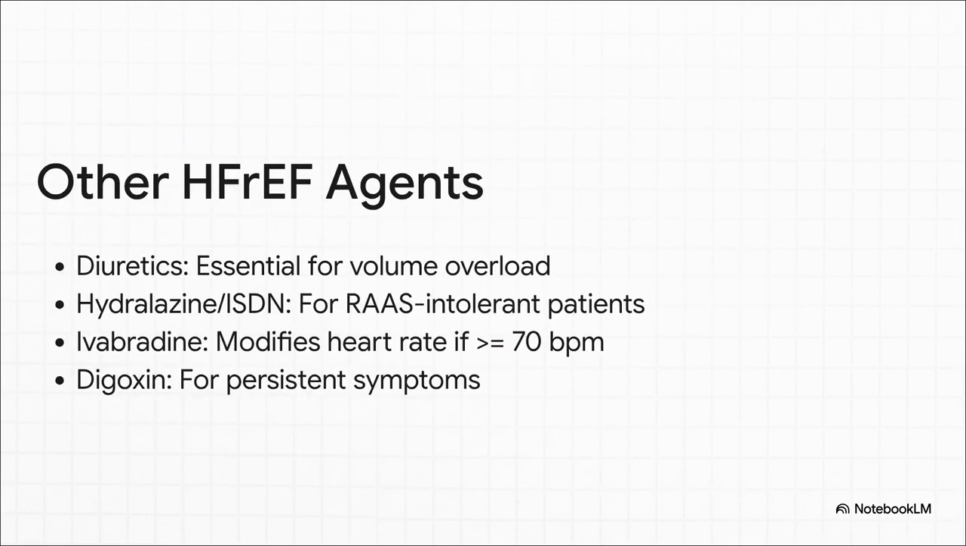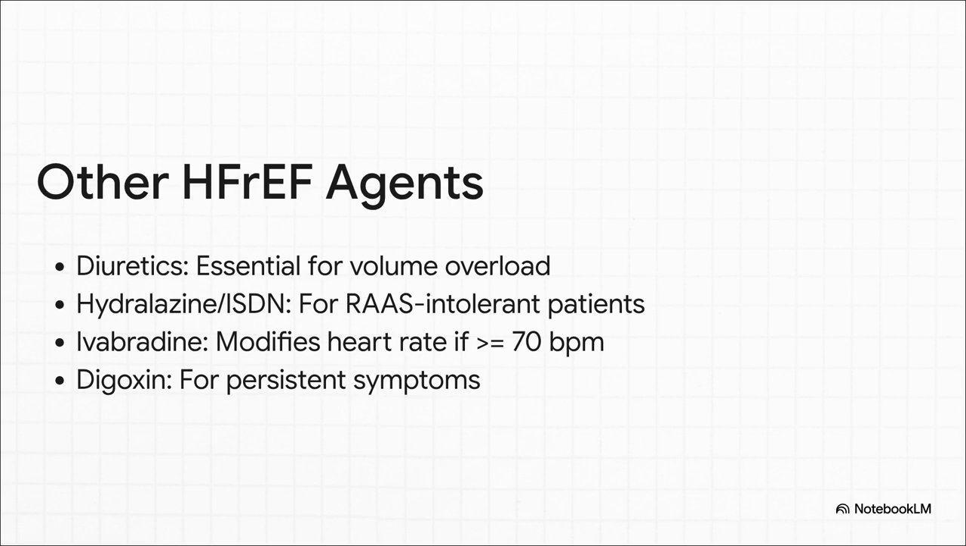Now, it's crucial to understand how we handle the extras outside those 4 pillars. Take diuretics, for example. They are absolutely essential for managing volume overload and congestion. You literally need them so the patient can breathe. But crucially, they do not have a proven mortality benefit. They don't rebuild the house, they just pump the water out of the basement.